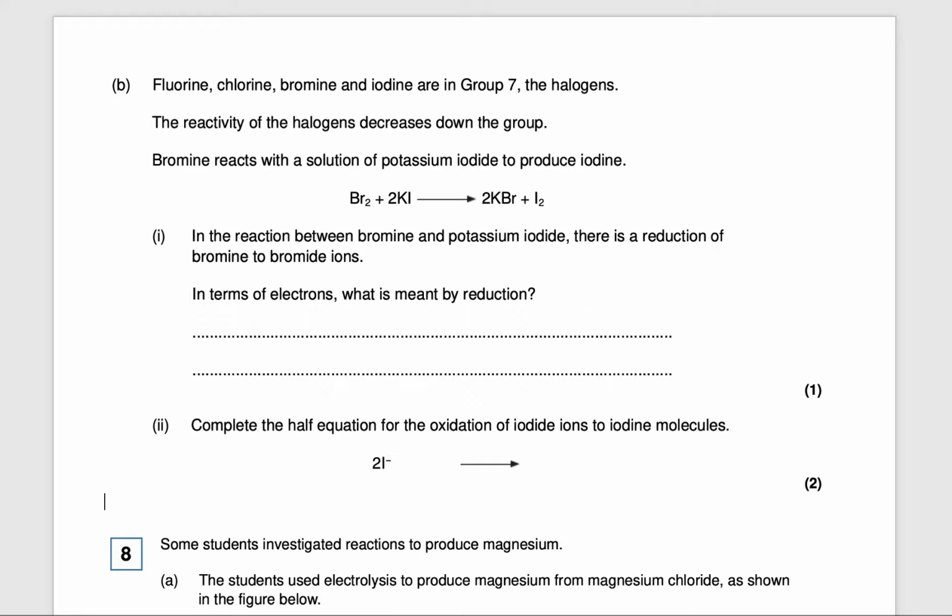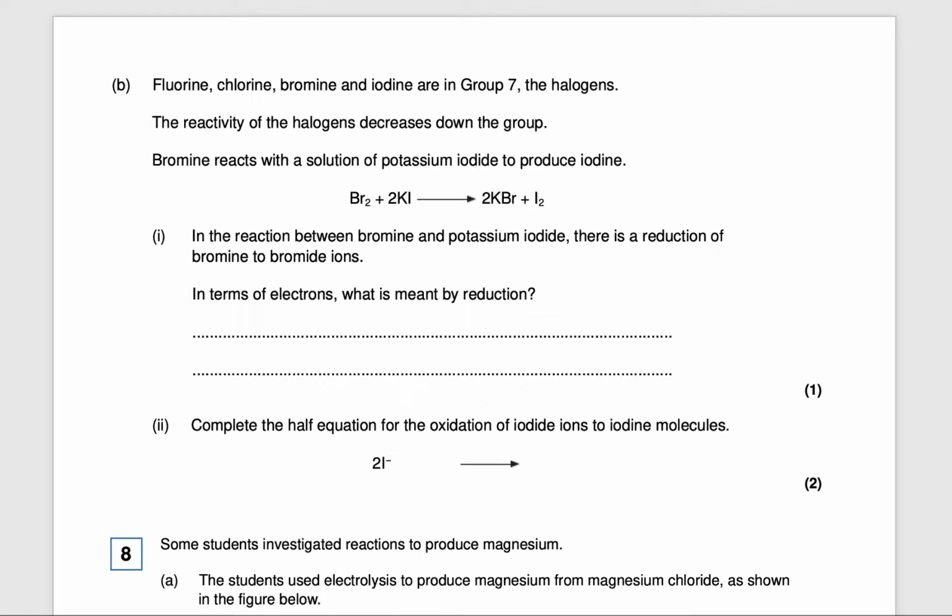Fluorine, chlorine, bromine and iodine are in group 7, the halogens. The reactivity of the halogens decreases down the group. Bromine reacts with the solution of potassium iodide to produce iodine. In the reaction between bromine and potassium iodide, there is a reduction of bromine to bromide ions.